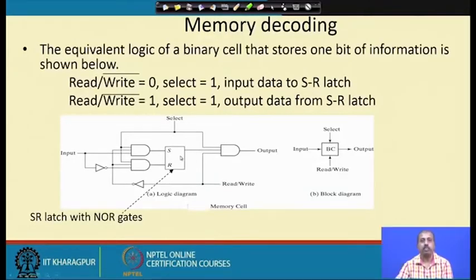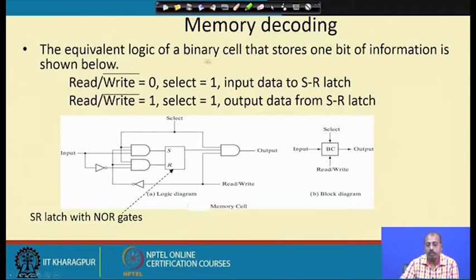SR flip flop means you have got 4 NAND gates. Each NAND gate takes 4 transistors, so that will take 16 transistors. This SR flip flop itself will take 16 transistors, then we have all these AND gates, inverters, etcetera, which will take more transistors. So this is just a logical diagram, do not take it as the actual memory diagram, but from the digital logic point of view, it is the equivalent of what is happening in the memory cell.